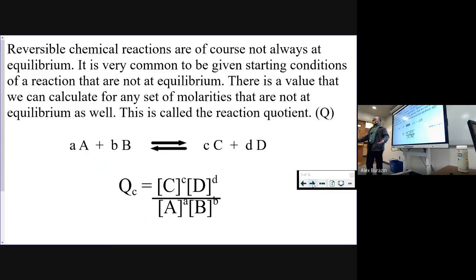We'll try some problems in a second, but yes, April. So what's the point of knowing Q? Q can be compared to K. K is equilibrium, Q is where the reaction's at right now. Correct. So it is 100% used for comparison. Q tells us where the reaction currently is. K is where it's going to end up, because remember, equilibrium will be reached. Chemical reactions will naturally go towards a state of equilibrium.